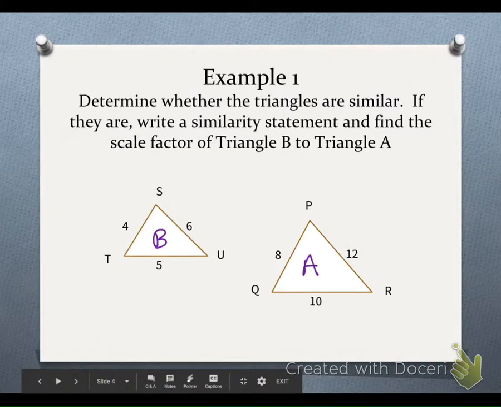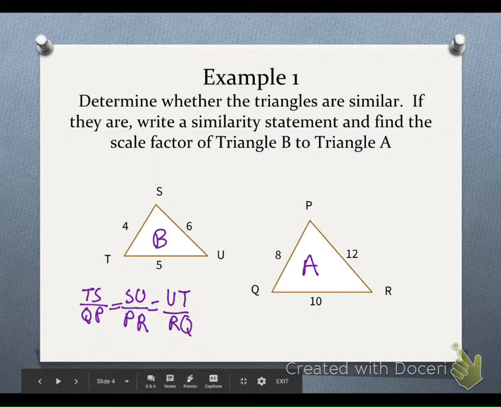Okay, so we want to double check that. So we need to now write out those ratios. If I start with B to A, that means B goes on top. I'm going to start with TS. What side would be the one that we are going to relate to TS? So we're going to go QP, which is going to be equal to, if this works out, SU. And which one goes with that? PR. And then we have UT, which would go with RQ. Yep, nice job.